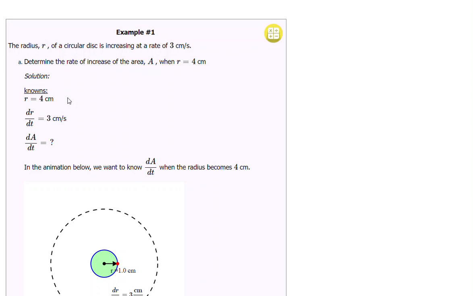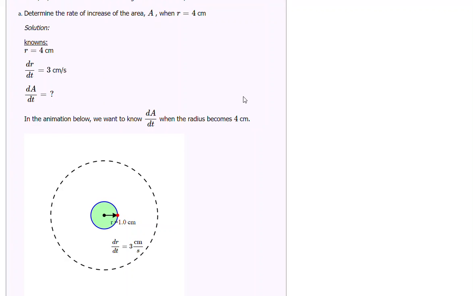All right, I want to make a video just going through what's happening in this question. So we have the radius r of a circular disc is increasing at a rate of 3 centimeters per second. And we want to determine the rate of increase of the area when r is equal to 4 centimeters. So what's happening here? So that we have a little animation.